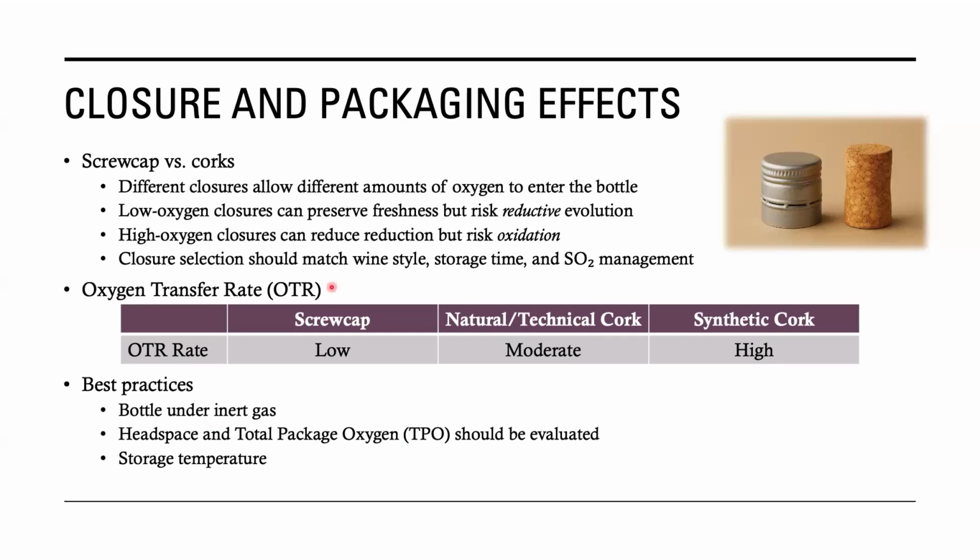For closure selection, you should think about wine style. I know that's not always perfect, because a lot of times we do things based on convenience. All of my wines go under a screw cap because it's easier to do the same thing and have one piece of equipment. But do consider storage time and SO2 management when you're putting wines into their packaging. How much SO2, high or low, if you're going to use a screw cap? I would say low. You can get away with lower amounts of SO2. If you're using a synthetic cork, you may want to boost the amount of SO2 you're adding.